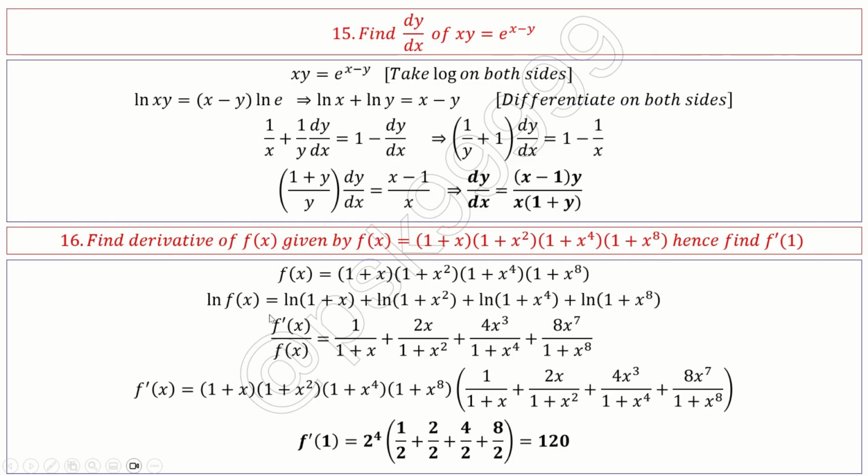So log of f of x equal to log of 1 plus x plus log of 1 plus x square and so on. If I do differentiation of this one, this is 1 by f of x into f dash of x, equal to 1 by 1 plus x, plus 1 by 1 plus x square times differentiation of x square, which is 2x, and similarly 1 by 1 plus x to the power of 8, x to the power of 8 differentiation 8 times x to the power of 7 here. So this is your expression. Now your f of x is this whole thing. Now I need to find f dash x at x equal to 1. So if I substitute 1, what I will get is 2 to the power of 4 into 1 by 2 plus 2 by 2 plus 4 by 2 plus 8 by 2, which is 120. That's the answer. Okay, next.